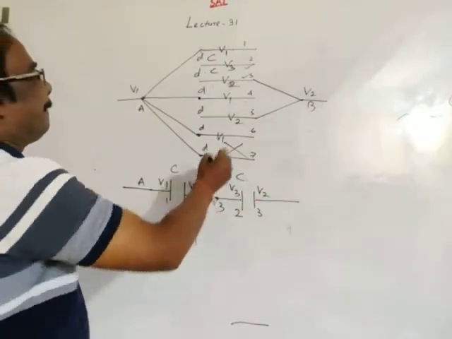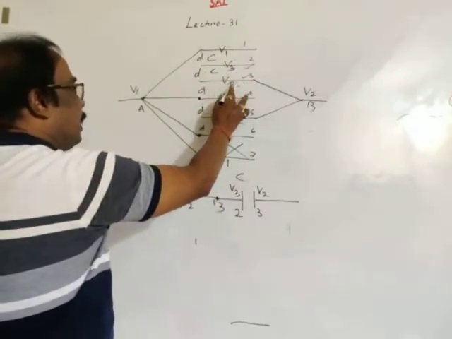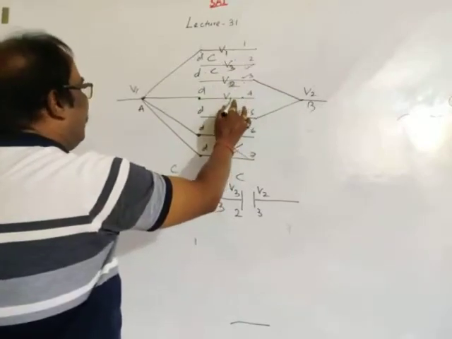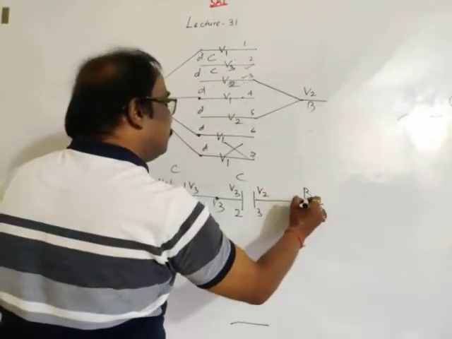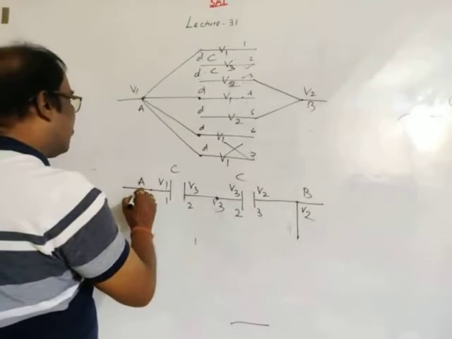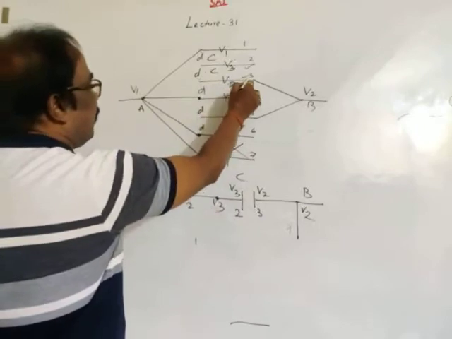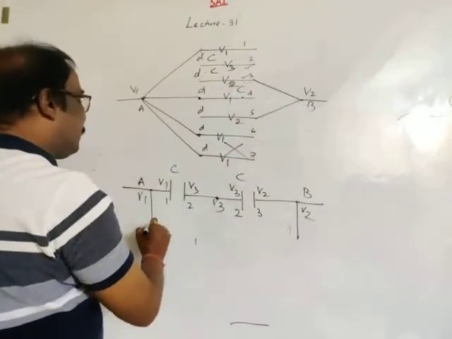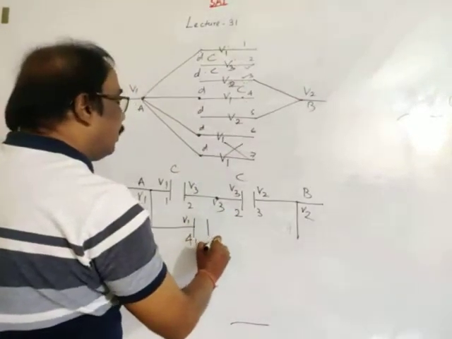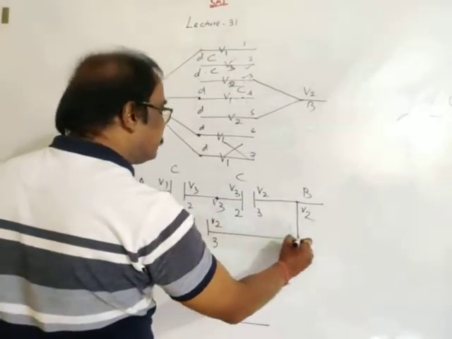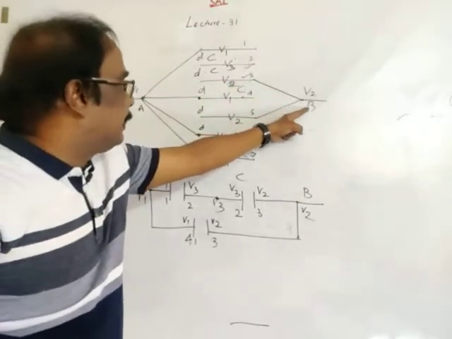Then between 3 and 4, plate 3 is at potential V2, plate 4 is at potential V1. Okay. So this is B, potential is V2, this is A, potential is V1. So now this capacitor between plate 3 and plate 4, plate 4 is at potential V1, plate 3 is at potential V2. Okay. So fourth plate is connected to A, again third plate is connected to B.